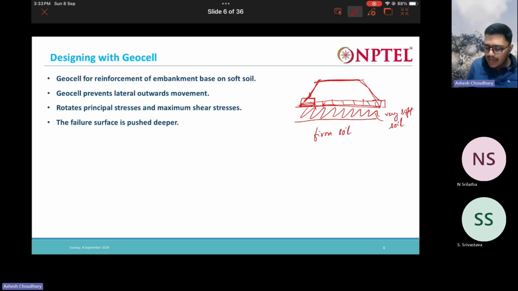And how does it do that? Generally, if we don't have geocell, the failure surface will be something like this here. But when we use the geocell, the failure surface is pushed down. So the failure surface then passes through the firm soil, and actually this prevents the lateral outward movement. This is how it works.